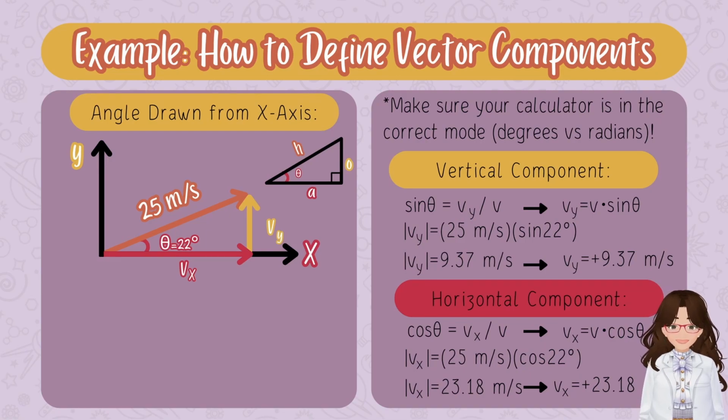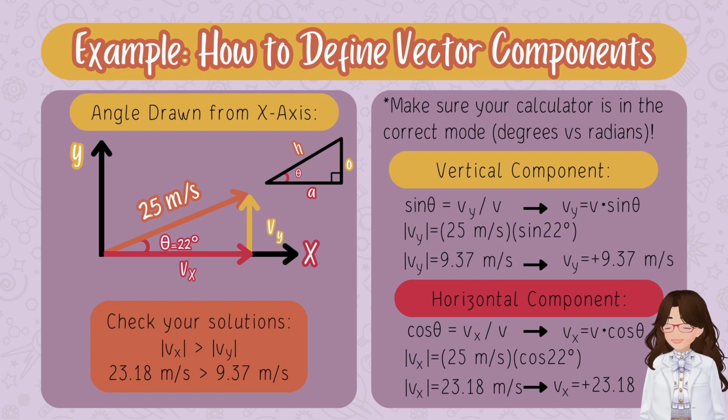Now, when you're working on a problem like this, how do you check your work? Check your diagram. I can see that the magnitude of Vx is greater than the magnitude of Vy. So if my solutions are correct, that should also be true. And when we check it, 23.18 is in fact greater than 9.37.